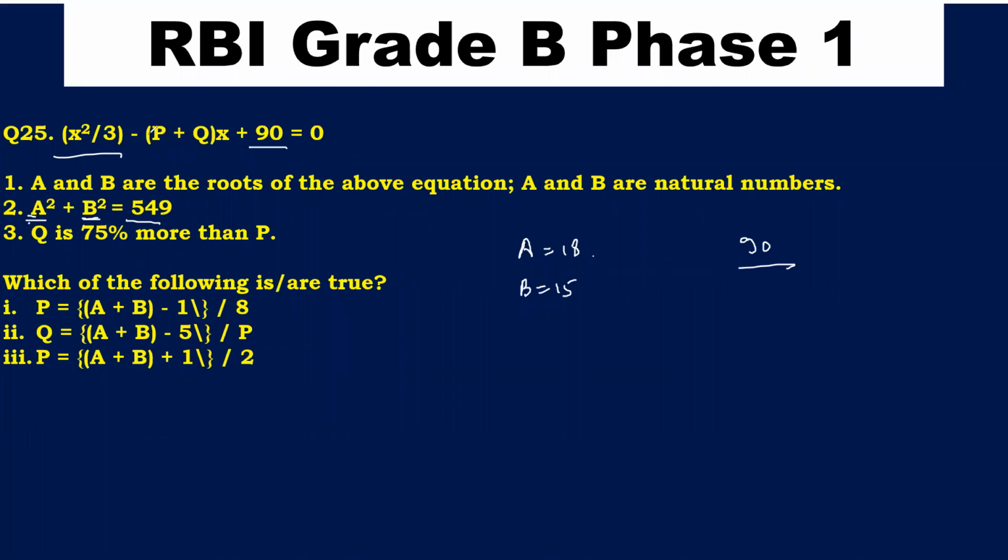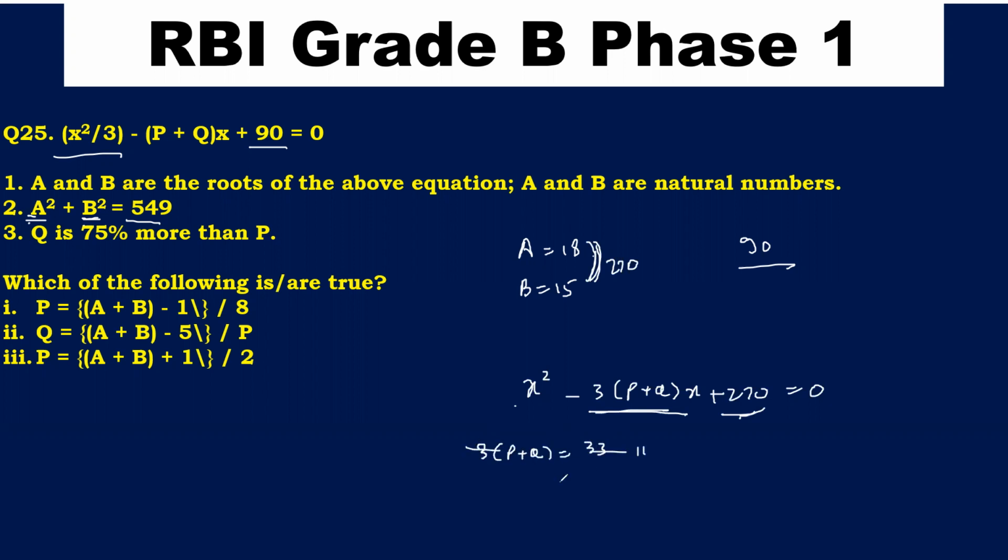So we'll multiply everywhere with 3. So the equation will become x square minus 3 times p plus q x plus 270 is equal to 0. So this product, which is 270, will be this. You can see it properly, 270. Now the sum of these two should be equal to the sum of these two, that is 33. So minus p upon a, that means 3 times of p plus q should be equal to 33. P plus q should be equal to 11.